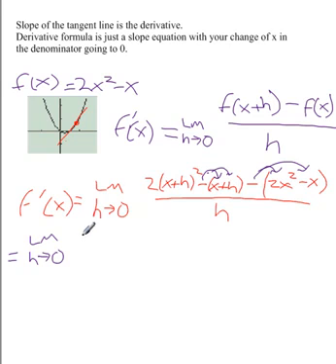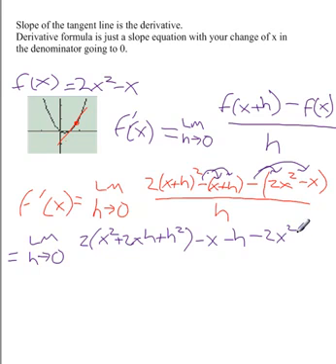2 times the square of x plus h. So the square of x plus h is 2x squared, 2xh, h squared. Then minus the x and minus the h and minus the 2x squared and plus the x. This is my numerator all over h. One more little cleanup here.